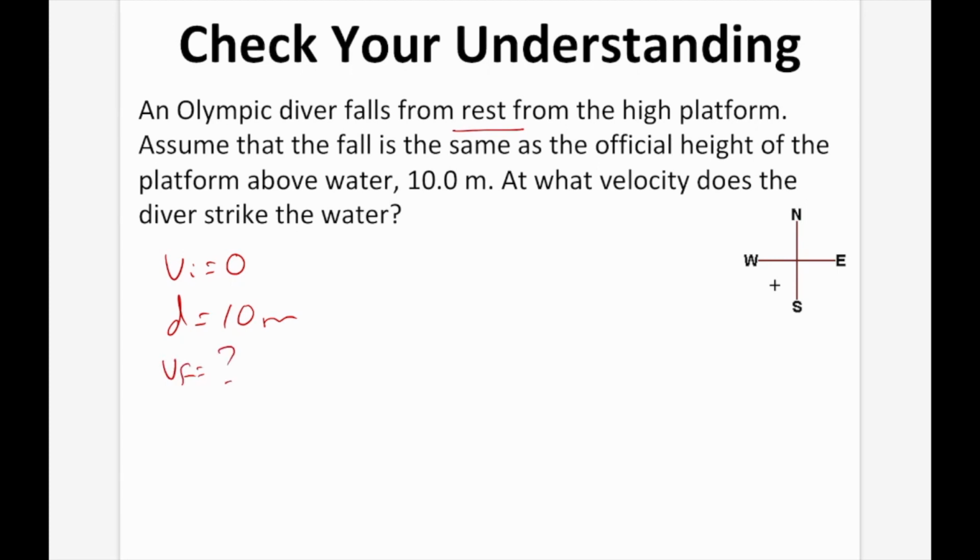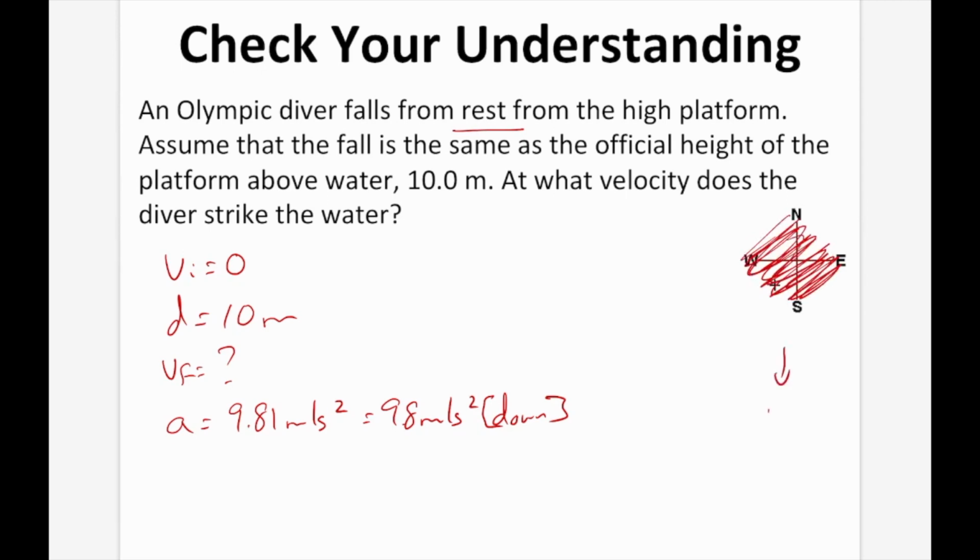Now we're missing a variable. The variable we're missing is either a or t. t we can't get from this question, but we can use a because there's a constant acceleration of any object falling on Earth, which is going to be 9.81 meters per second squared. Now typically I just use 9.8 meters per second squared, and then we need a direction, and we'll call that down. So I think this diagram here of the positive direction isn't correct. Let's not use that. Let's say that down is our positive.